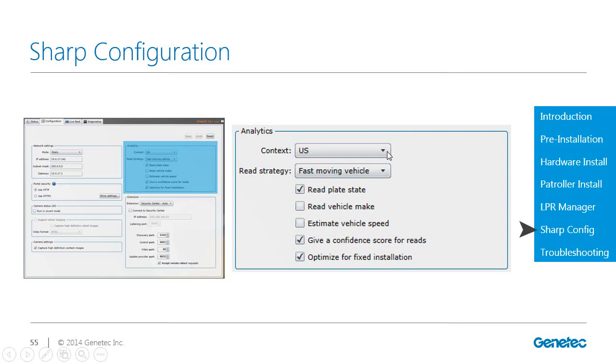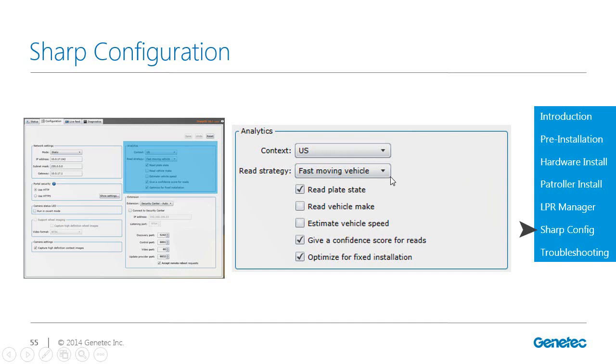Now there are general contexts available in there as well, such as we just have US selected here. Now this is good in case you're reading plates from multiple nearby states or multiple regions, so that way it's going to take a general kind of approach to it.